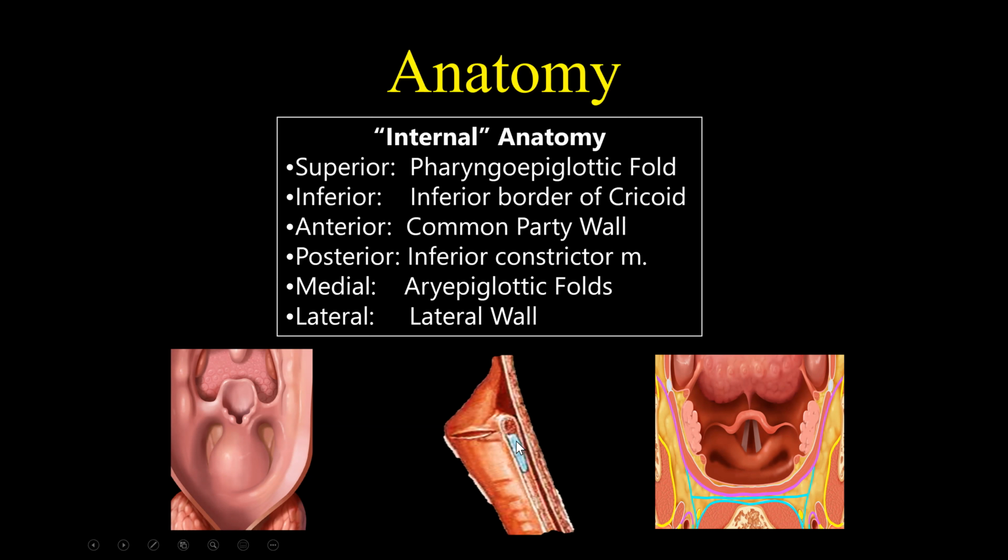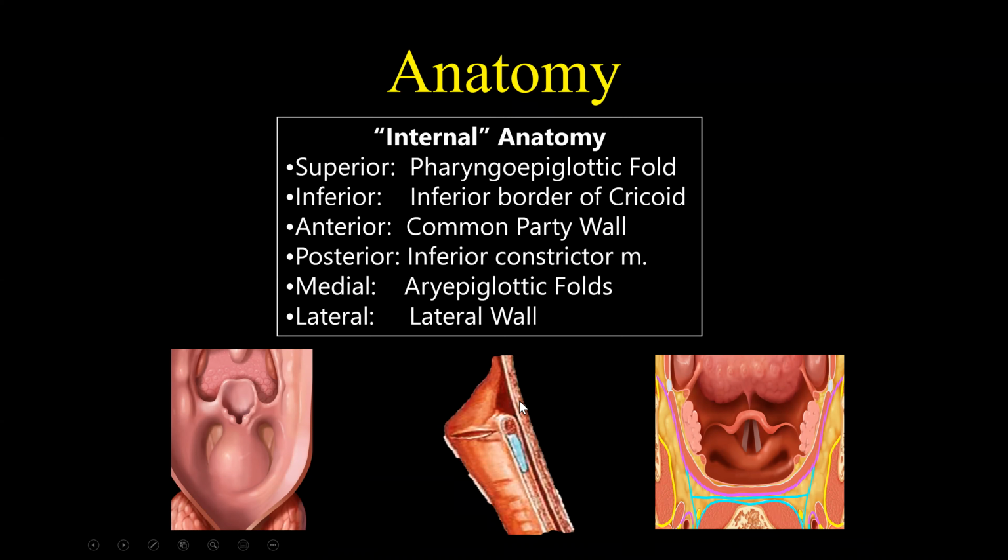The anterior border of the hypopharynx is formed by this wall right here, which is referred to as the common party wall. And this term party wall is essentially used to define a wall that separates two different buildings or two different residences, etc. So this party wall separates two different areas, the hypopharynx from the larynx.